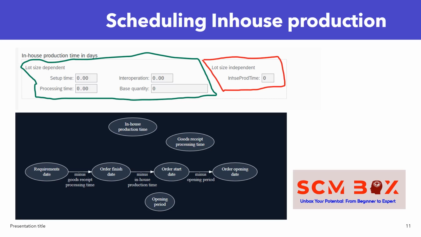For lot size independent scheduling, the system will directly take the in-house production time regardless of the quantity. The system schedules this in-house receipt like this. From the requirement date, it will subtract the goods receipt processing time in the material master to calculate the order finish date. From there, it will subtract the in-house production time to determine the order start date. From here, it will subtract the opening period. The opening period is maintained in the scheduling margin key of the material master. By subtracting the opening period, the system will calculate the order opening date, which will be the receipt creation date by the MRP. So this is the case for in-house production.